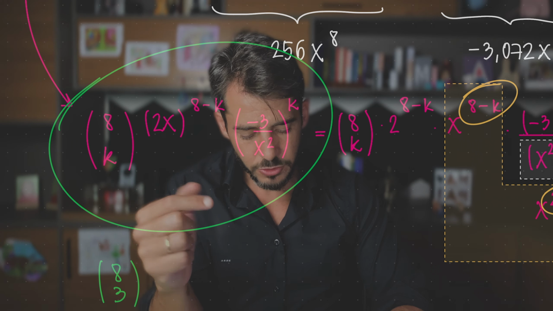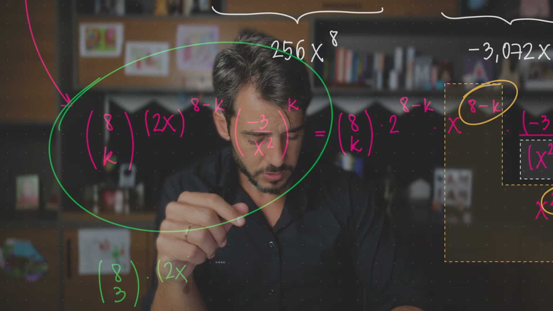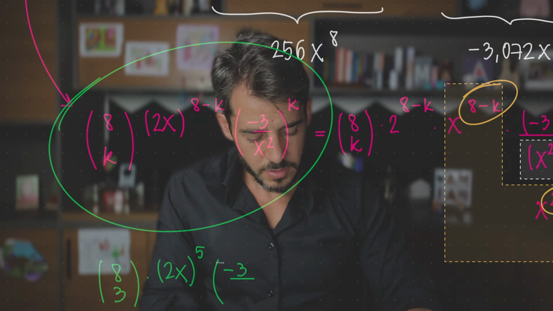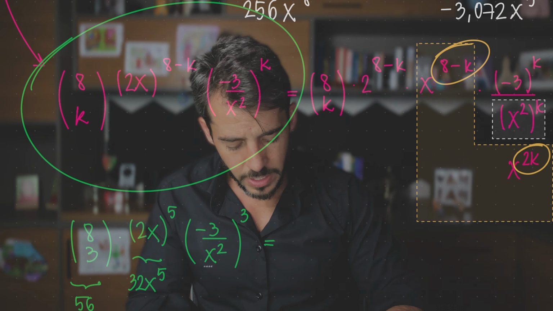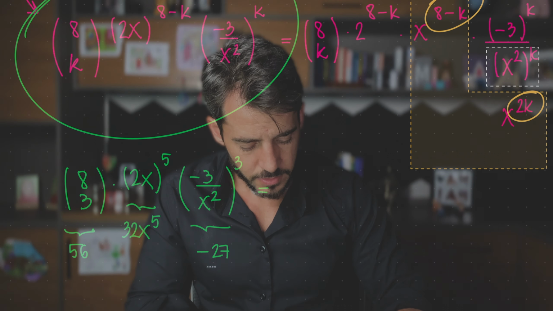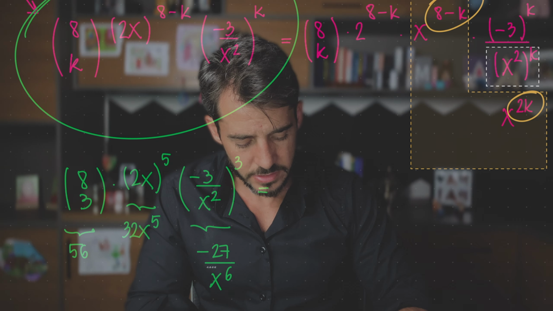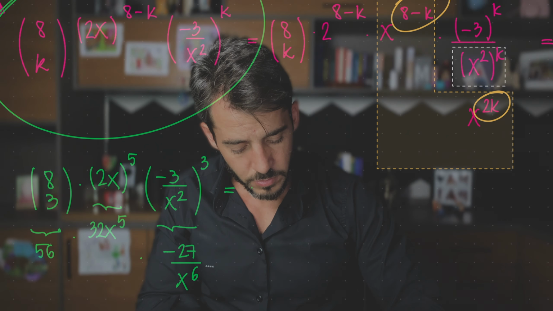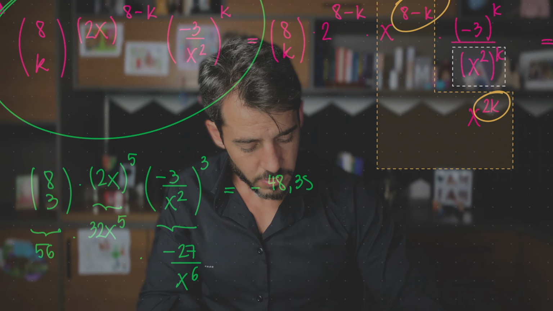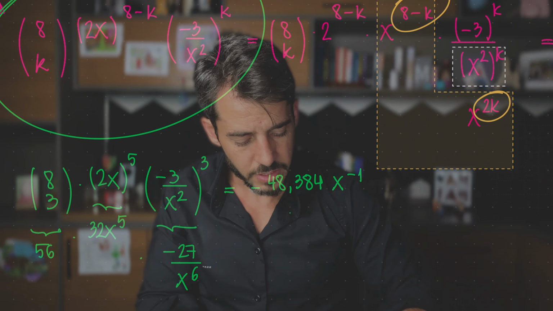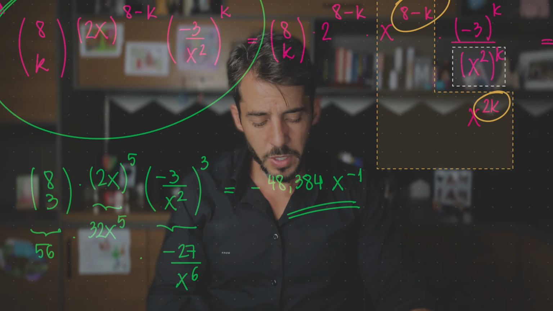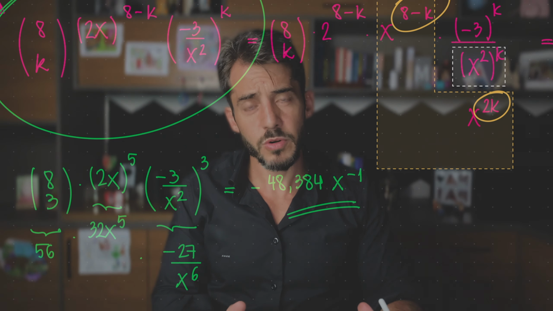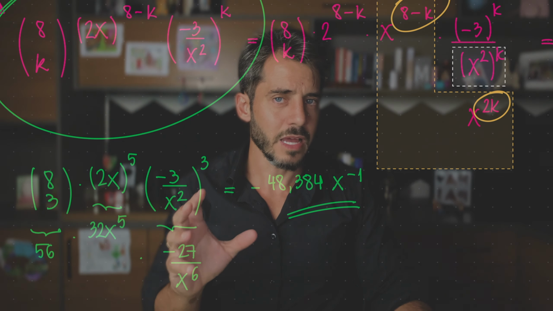Therefore, we're going to have a choose 3 times (2x)^(8-3), which means 5, times (-3/x²) cubed. By the way, a choose 3 is 56. We have 32x to the 5th over here, and over here, negative 27 over x to the 6th. When we multiply all of these, we get negative 48,384 x to the negative 1, or negative 48,384 over x. Now remember, this is not matching the previous answer because right now we're finding a different term, one that has x to the negative 1.